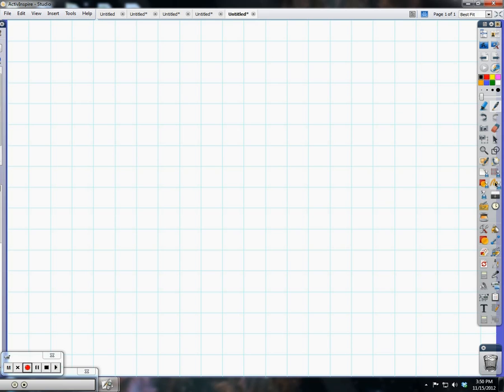Let's try another problem. This time I'm not necessarily going to color code the problem. This time we'll just do a two-digit number multiplied by a two-digit number.